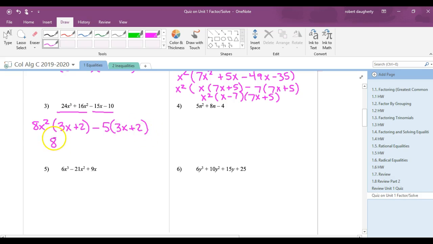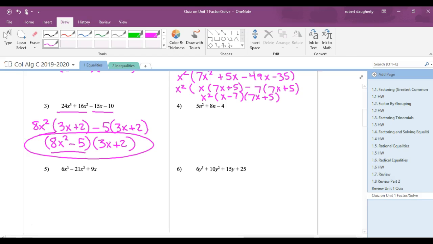So this is 8x squared minus 5, 3x plus 2. Now ask myself, is that the difference of two squares? It is not. The x squared is a perfect square, but 8 and 5 are not. I'm done. This is my final answer. Looking over here, trinomial. Okay, how do I factor this? I need two numbers that multiply to give me 5 times negative 4, so negative 20, and add to give me an 8. What numbers can do that? Okay, so multiply to 20 and add to 8.